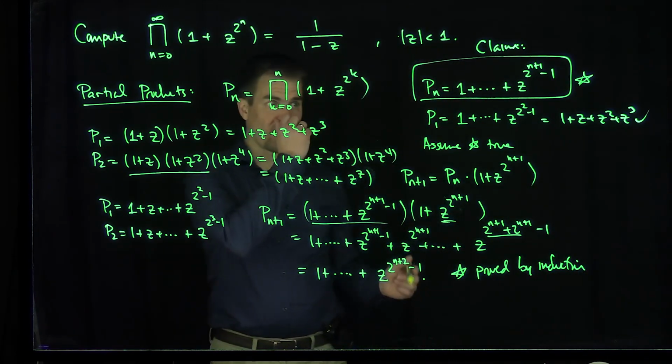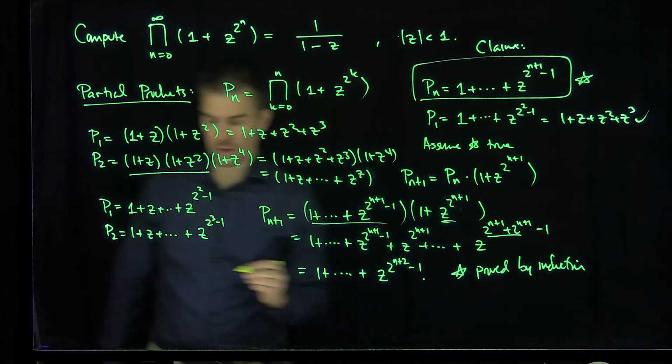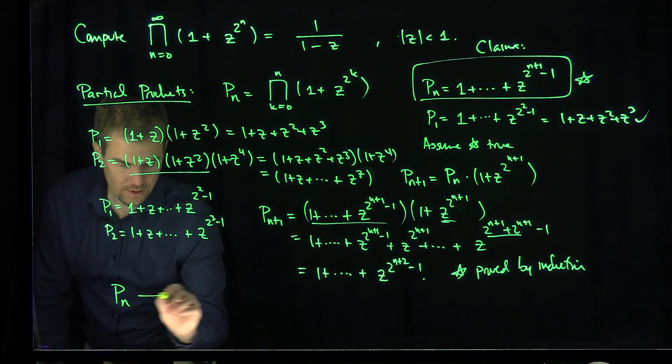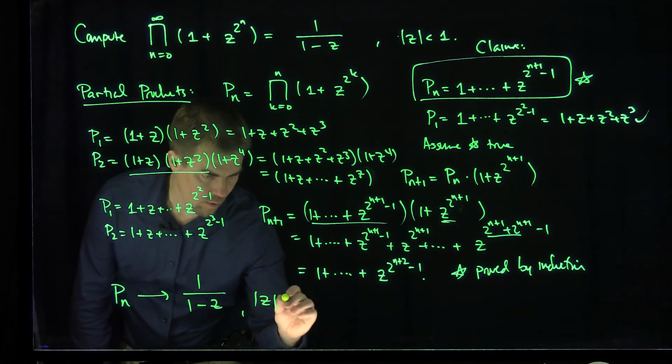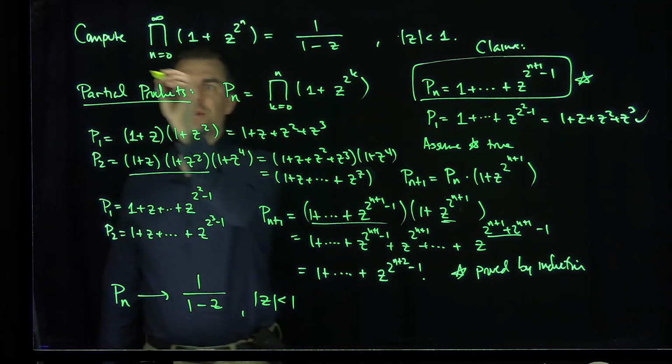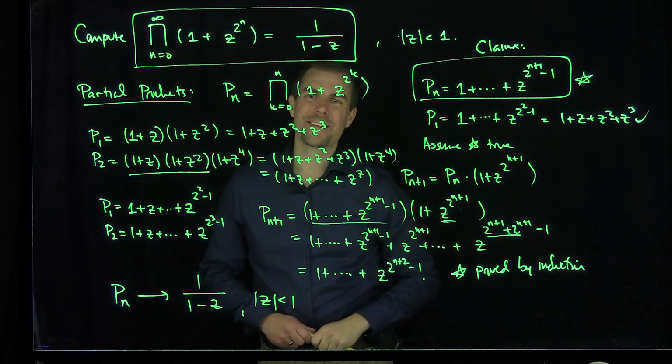And now we've turned our partial product into a finite series, and we know what this series converges to. It's a geometric progression. So Pn converges to 1 over 1 minus z, provided that z is less than 1 in modulus. So in other words, this infinite product converges when z is less than 1 in modulus, and that is the formula. Thank you very much.